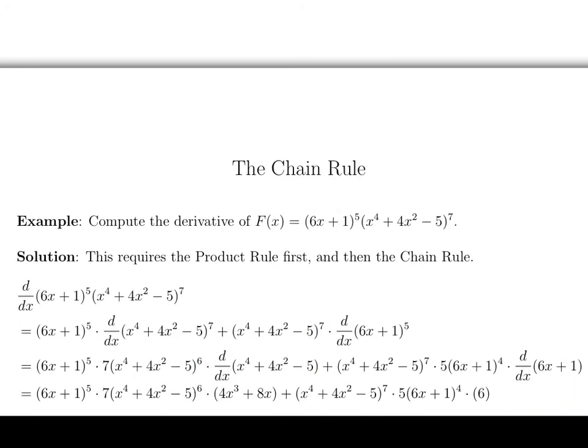So you should be able to see now that we've just taken this derivative and re-expressed it here using the power rule, right? The derivative of x^4 + 4x^2 - 5 is 4x^3 + 8x. That's just using the power rule. And then the same thing here. The derivative of this guy is just 6.